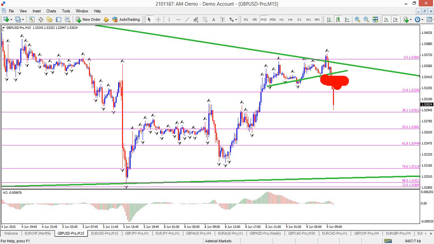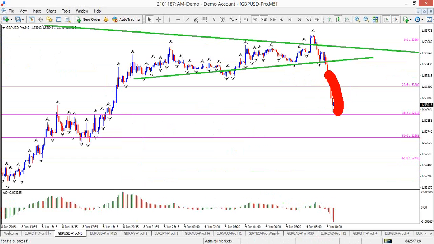This is the same kind of entry that could have been possible in the euro dollar, but it happened a bit earlier. Personally, though, as you know, I am a bigger fan of getting a bear flag here and waiting for the breakdown.